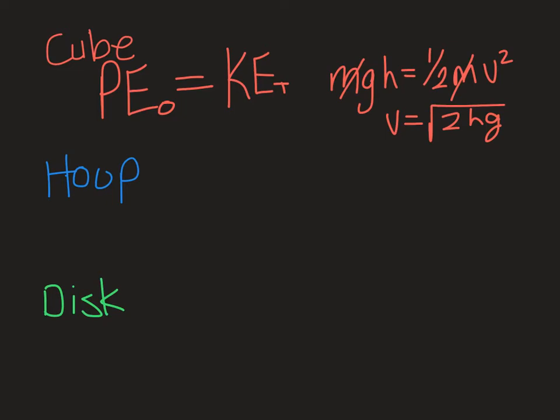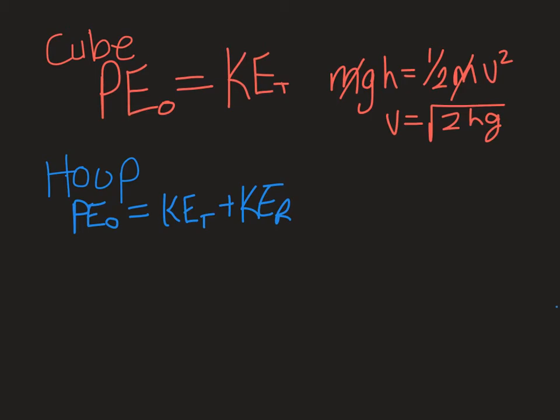But how does this change when we add in the idea of rotation? Our hoop would still start with potential energy at the top of the ramp. But now when it finishes, it has kinetic energy in two forms. It has translational kinetic energy as well as rotational kinetic energy. How does that affect its speed? Does that make its speed faster or slower overall?